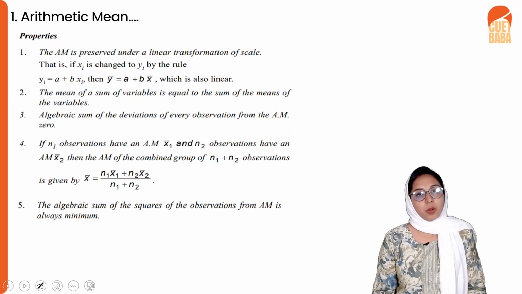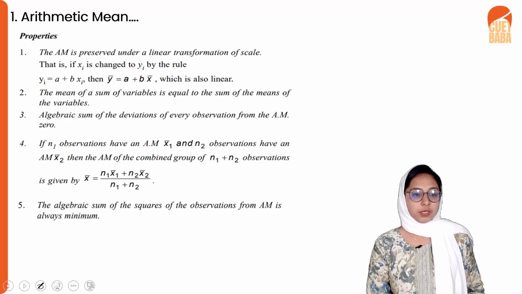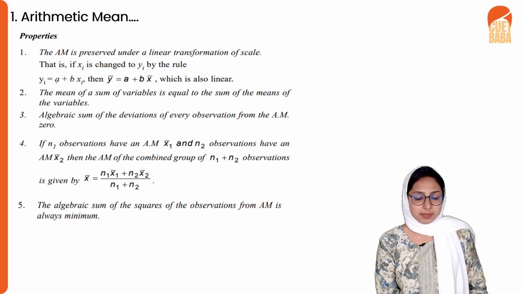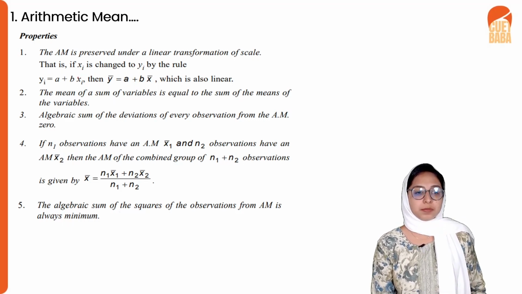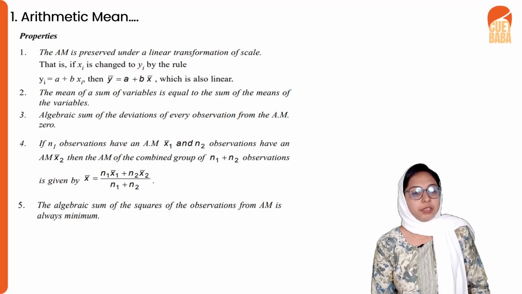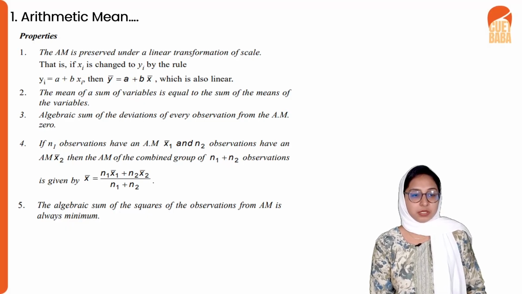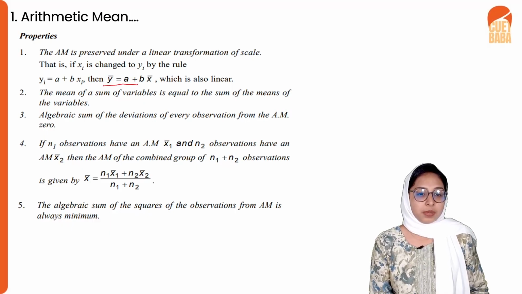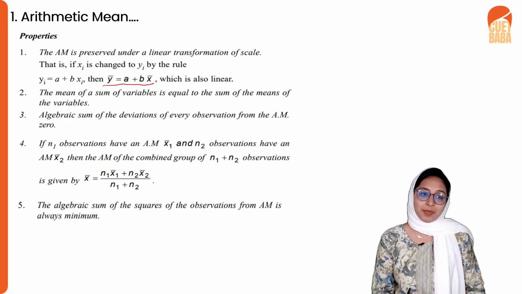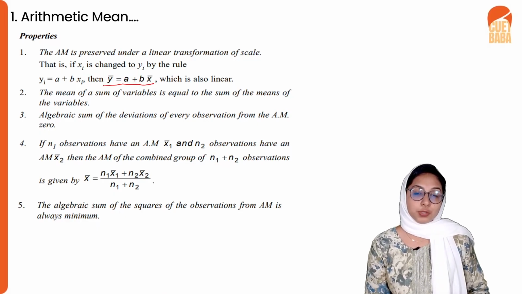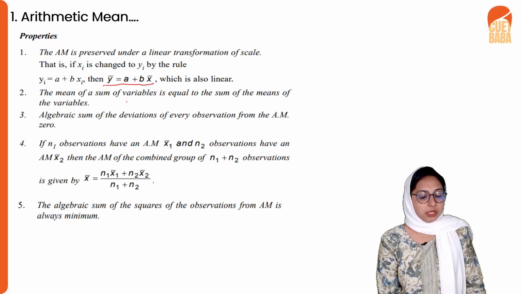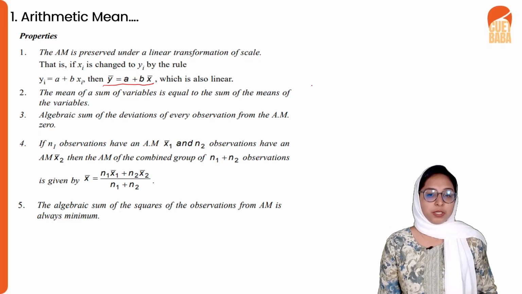Now we'll look into the properties of arithmetic mean. The first one is that AM is preserved under linear transformation of scale. It is simply that if yi is equal to a plus b into xi, which is a linear equation, then if we take the arithmetic mean of the same equation, that is y bar is equal to a plus b x bar, the equation remains linear, the same as yi equal to a plus b xi. And the second property is that the mean of the sum of variables is equal to the sum of the means of the variables.